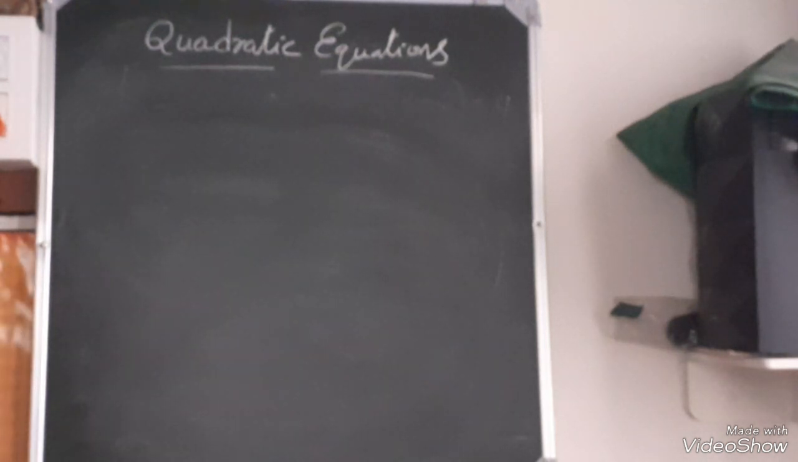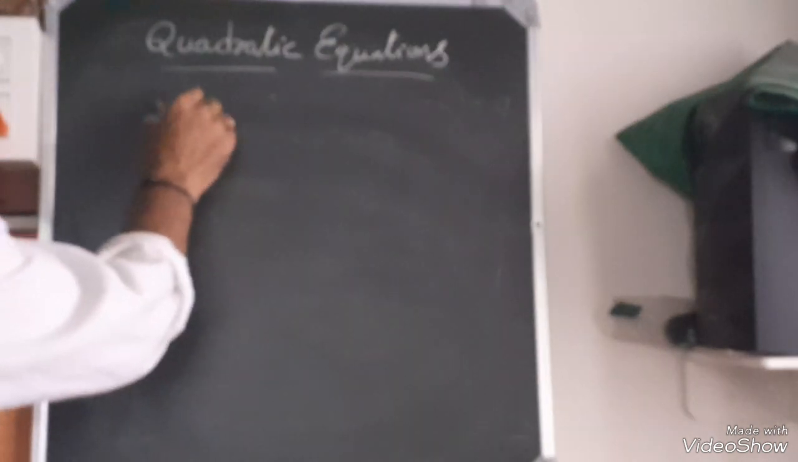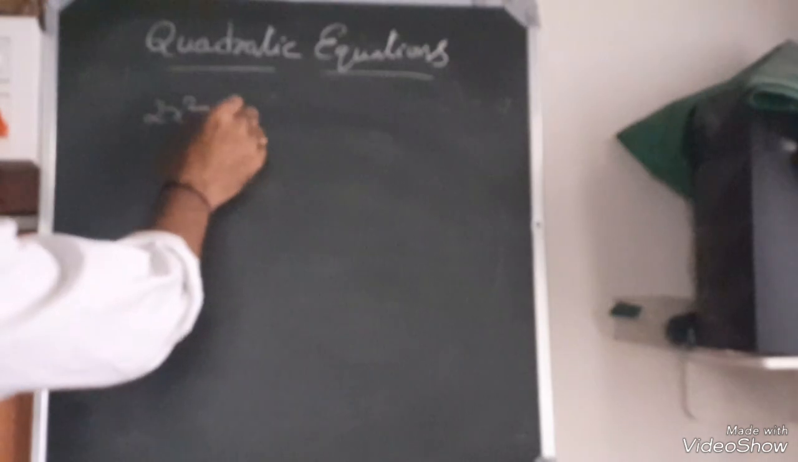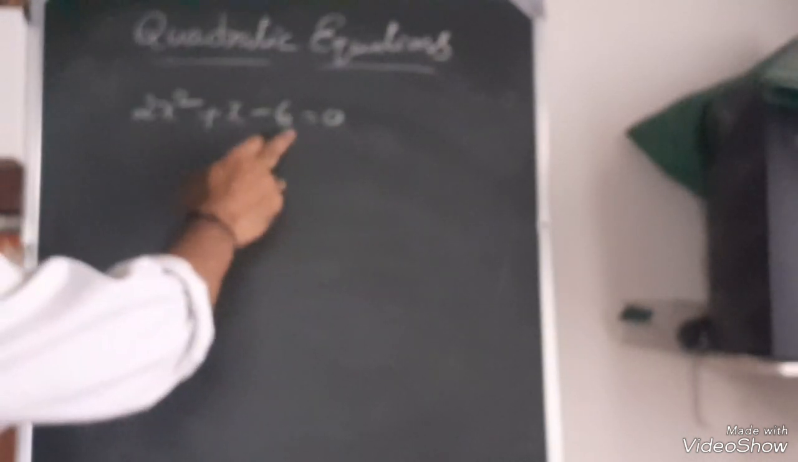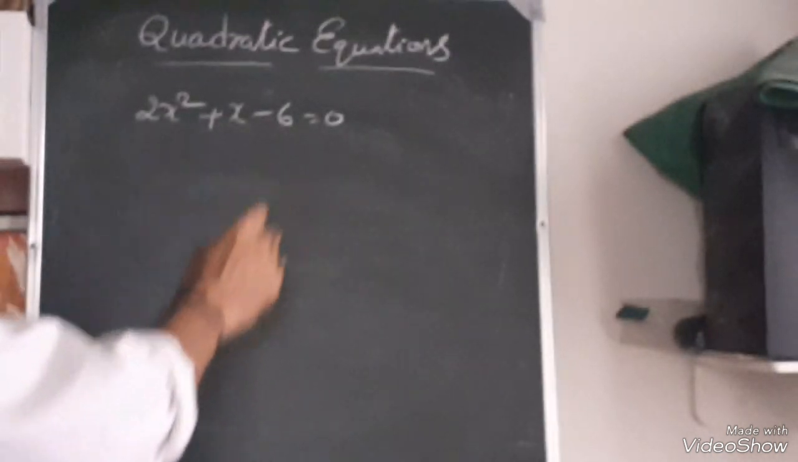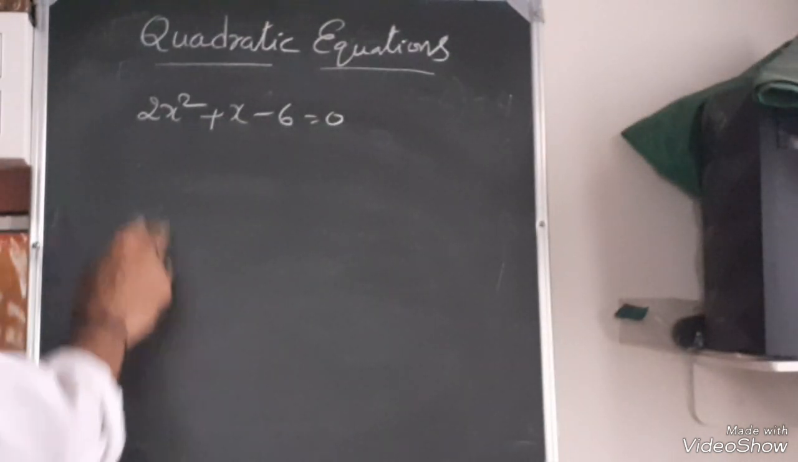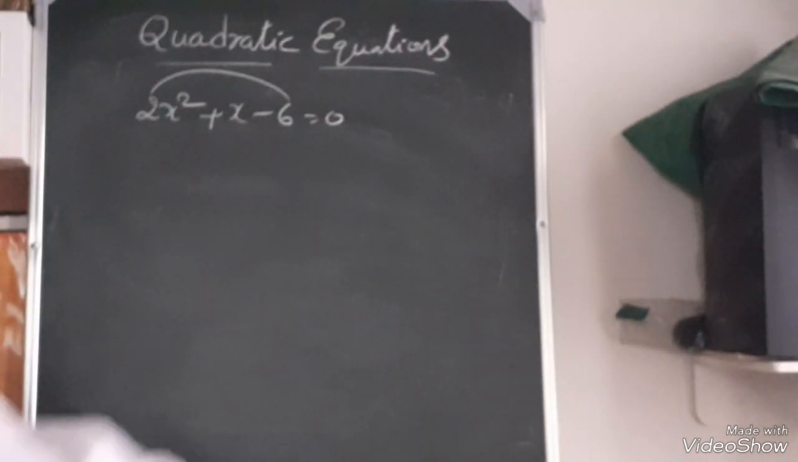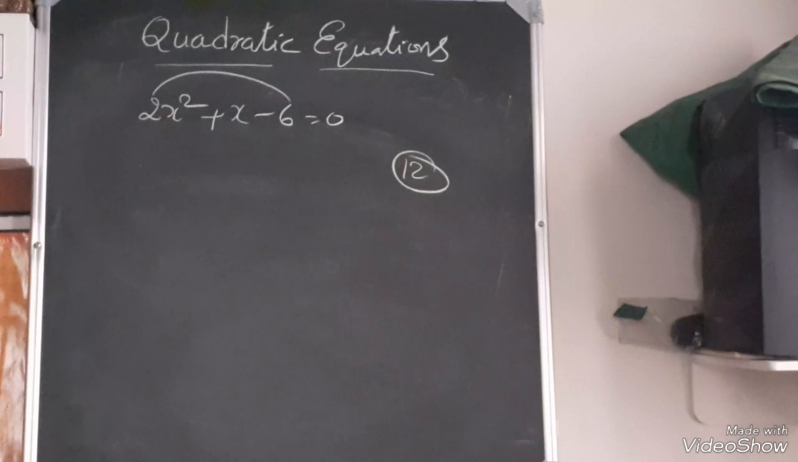Now let us see one more. 2x square plus x minus 6 equal to 0. In the previous problem we were taking only the factors of 6, for the constant only. But here the coefficient of x square is also there. So first you take the product of these two. What is 12? So for 12 we have to take the factors here.